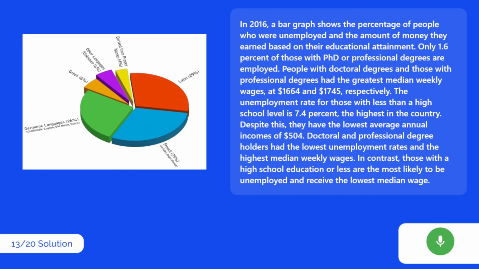Doctoral and professional degree holders had the lowest unemployment rates and the highest median weekly wages. In contrast, those with a high school education or less are the most likely to be unemployed and receive the lowest median wage.